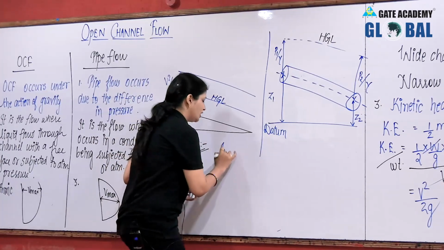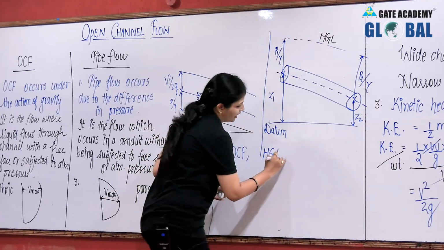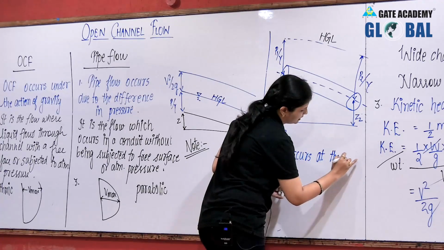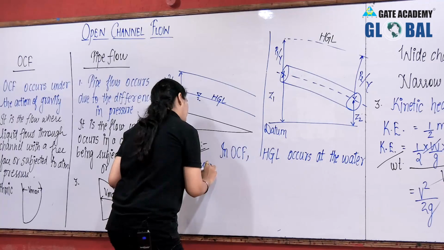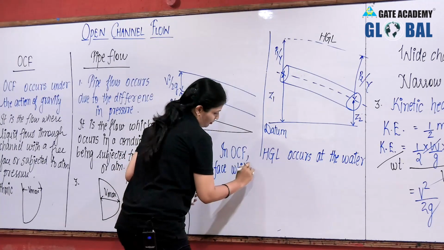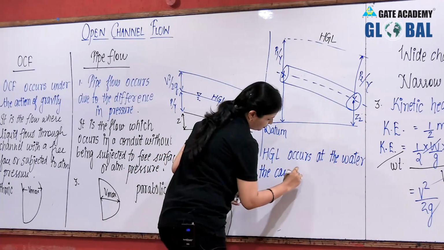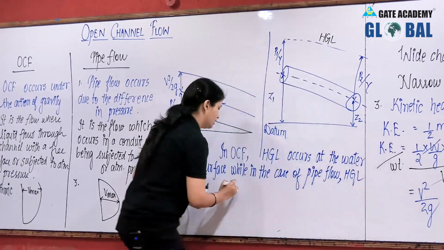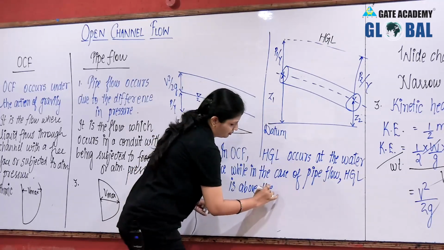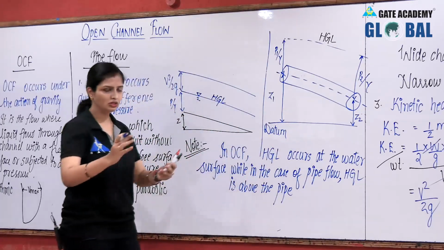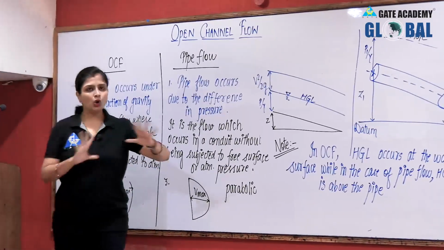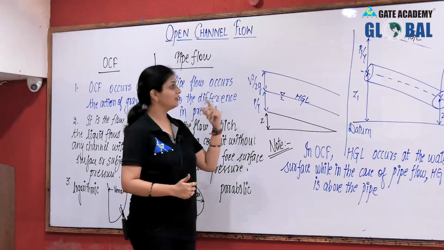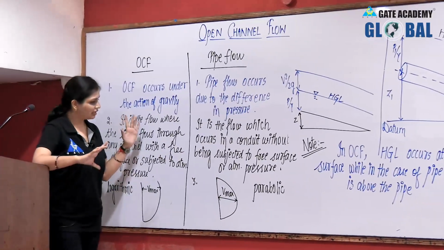In open channel flow, the hydraulic gradient line occurs at the water surface, while in the case of pipe flow, the hydraulic gradient line is above the pipe, or you can say pipe surface or water surface. Fine. So I hope now the whole difference between pipe flow and open channel flow is clear to you. Why we are studying open channel flow? How is it different from your pipe flow? Fine. And I hope you will be clear with the velocity profile diagram.